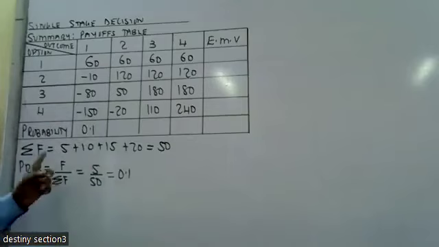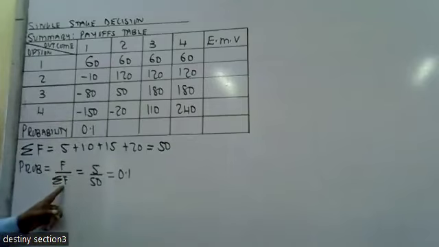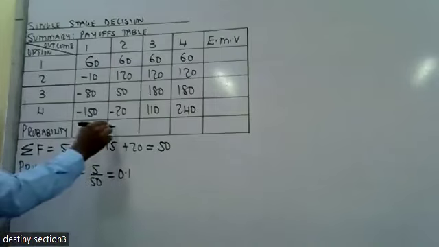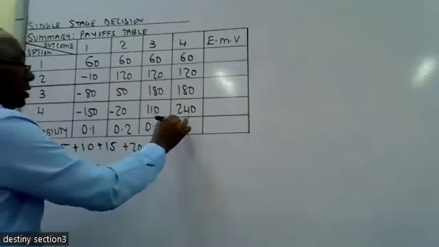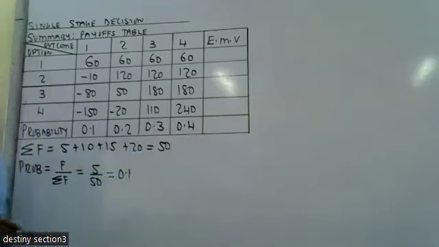Ile tulikuwa tunasema formula probability. So 10 divided by 50, 0.2. 15 divided by 50, 0.3. Huyo mwingine 20 divided by 50, 0.4. Good.